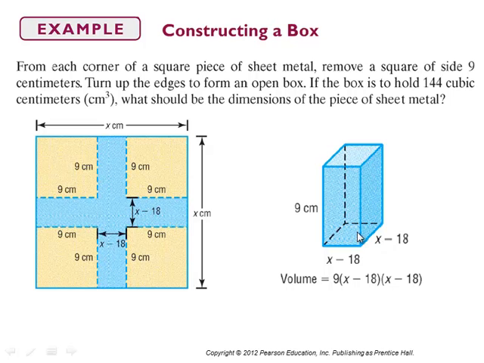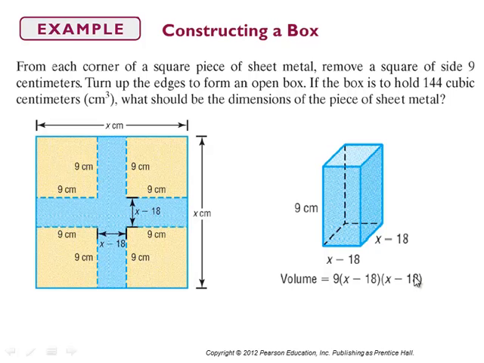I know this kind of looks more rectangular than square, but I promise you that this really is a square. It might not look like it, but the base is a square. The vertical piece is 9 centimeters. So the question is, what does x have to be so that the volume is equal to 144 cubic centimeters?